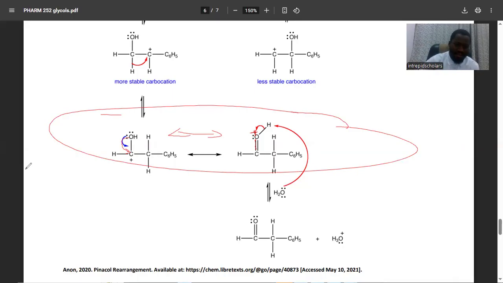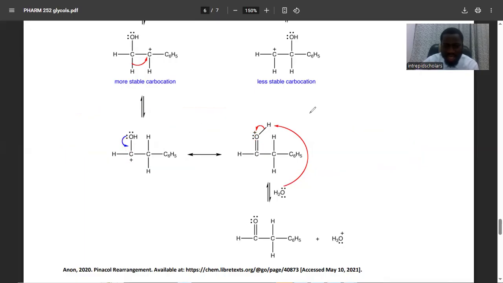Now, when we get here, then we'll do the final stage. So when we get here, what will happen is that in order to stabilize this positive charge, the water here will come and remove this hydrogen, right? And then the bond here will break onto the oxygen so that we can have our hydronium ion here as we started with. So it will show that the hydronium ion is a catalyst, right? And then we will have our positive charge here neutralized so that we can form our carbonyl.